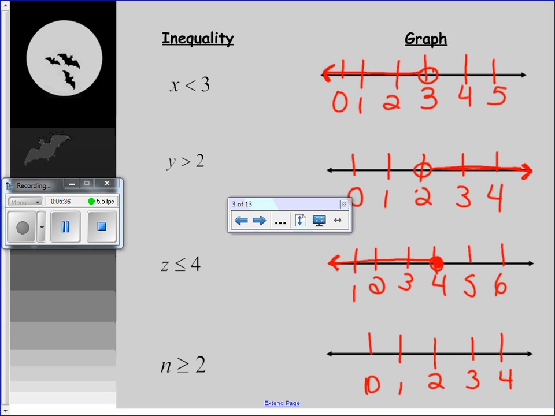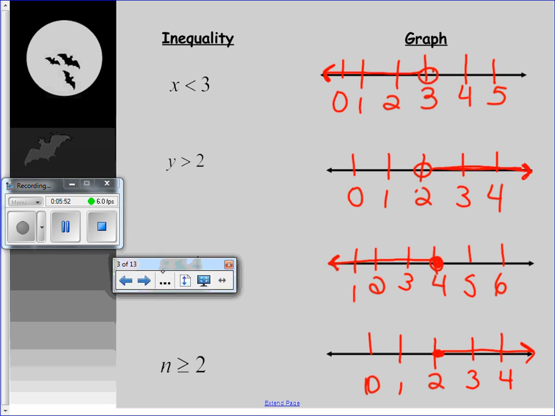And since it is greater than or equal to, I'm going to close circle it because it is including the 2. And the solution for that inequality is all numbers that are greater than or equal to 2.